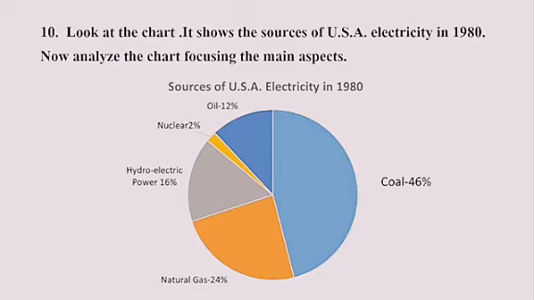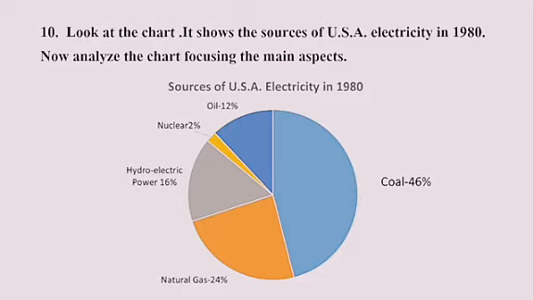First of all, as we have to mention the name of the graph, what is the topic of the graph or on which topic these data are dealing or talking about. This pie chart is about the sources of USA electricity. So we have to mention this name in our description, that this chart is about the sources of USA electricity production. And what kind of chart is it?